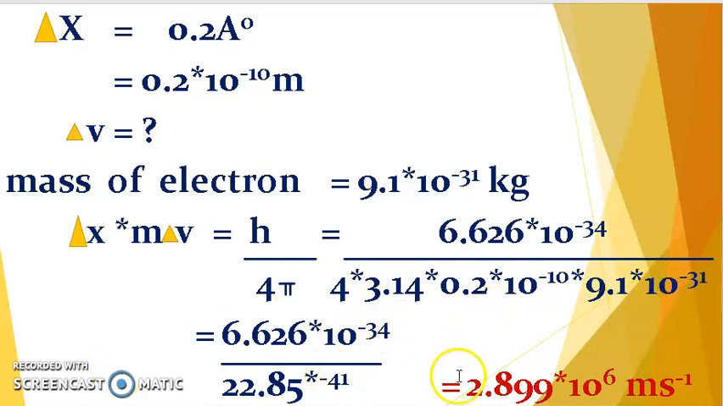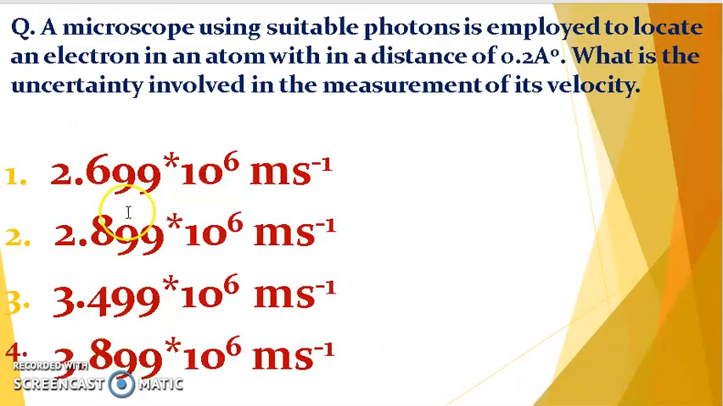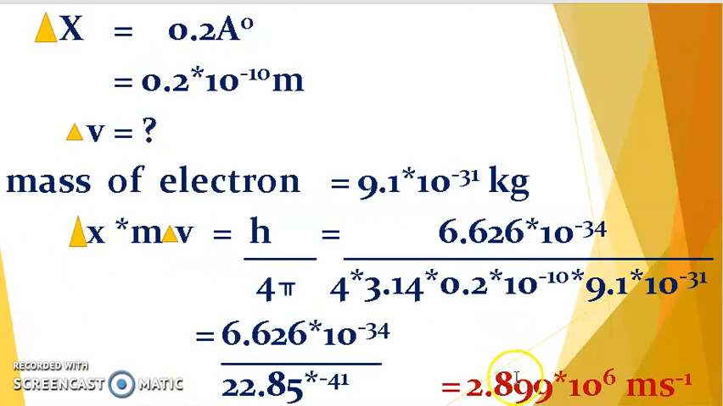Okay, so finally you got the answer: 6.626 into 10 power 34 divided by 22.85 into 10 power minus 41. So you will get the answer of 2.899 into 10 power 6 m s minus 1. So this is the final answer for this question. Okay, what is the correct option here? 2.899 into 10 power 6 m s minus 1. So the second option is the correct answer for this question, no? Correct. So this is the question.